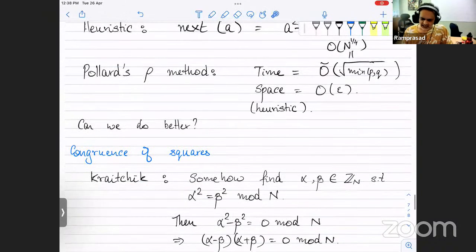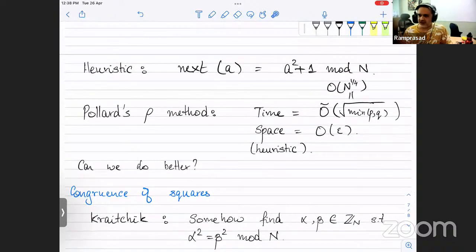Okay, and the idea is the following. The goal is eventually going to be, I want to find two numbers alpha and beta, which are not plus minus each other, such that their squares are the same mod n. This particular step is what is called the congruence of squares. I want two potentially different squares to be congruent mod n.